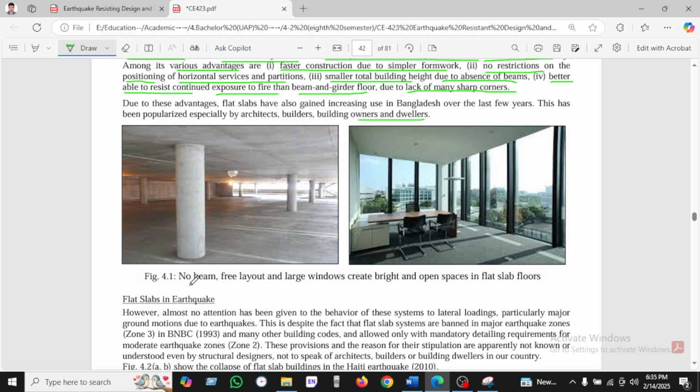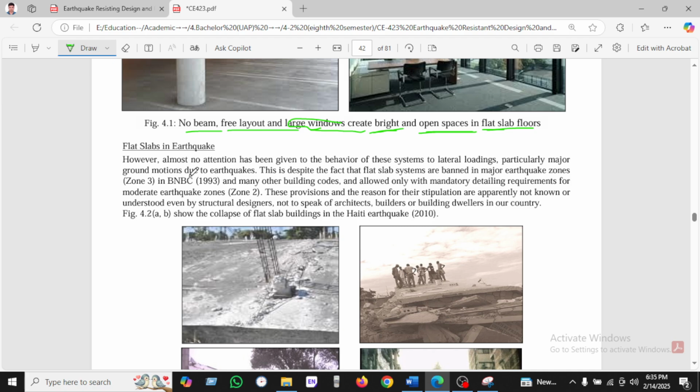So we can see here the no beam or free layout and large window create bright and open space in flat slab floor. There is no beam in this slab, so these are the flat slab, and the open space in flat slab is creating bright and larger window. You can see here larger window. So let's see the flat slab in earthquake.